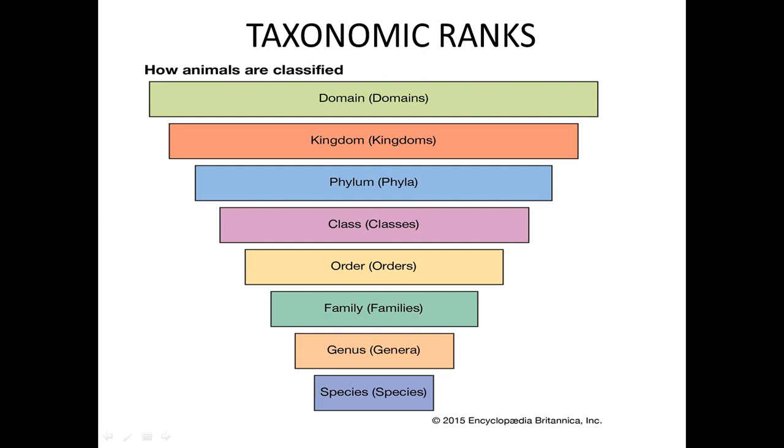The groups under the phyla are what we call classes. The groups under classes are called orders. We have family, genera, and species. So each of these has some kind of increased similarity as we go down.